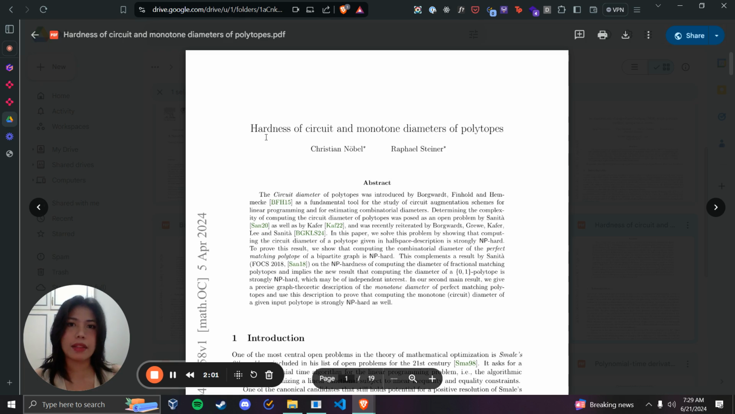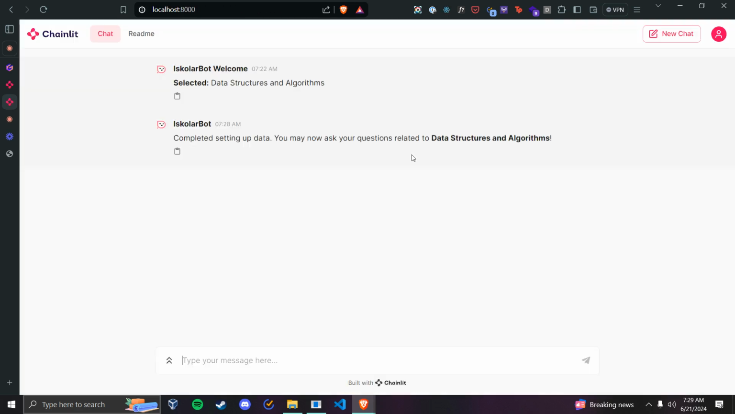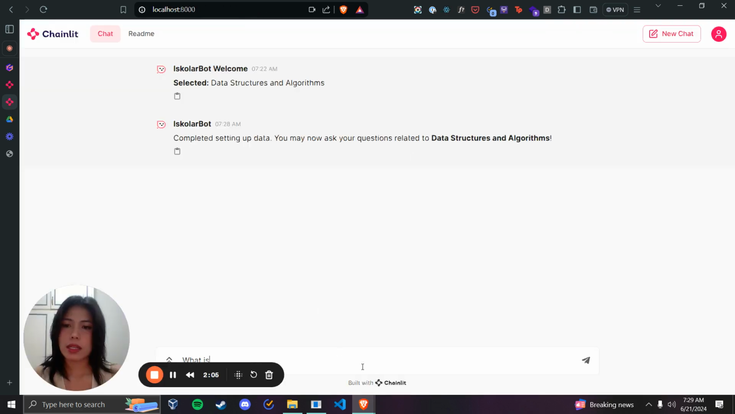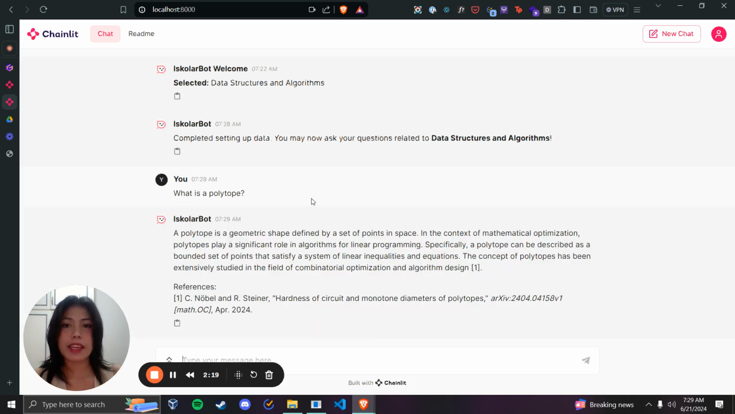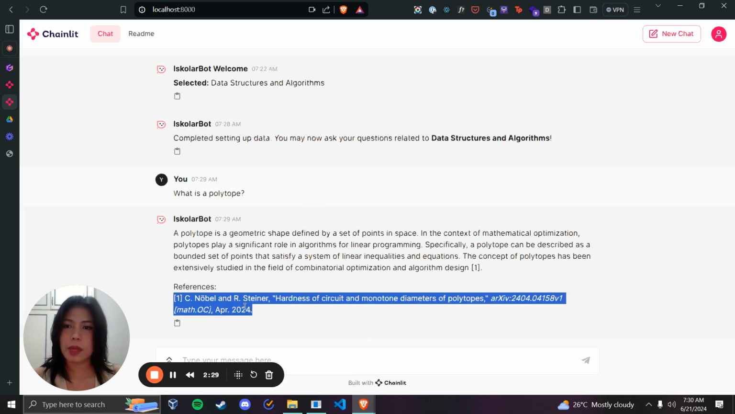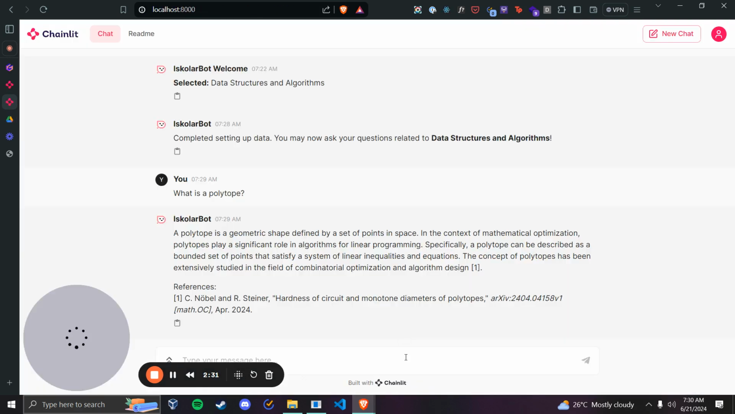So let's say I have this data here. I'm not sure what polytopes are. I'm going to ask, what is a polytope? And let's just wait for it to run. So this is an example of the answer generation, and it took that definition from this particular paper that we saw earlier.